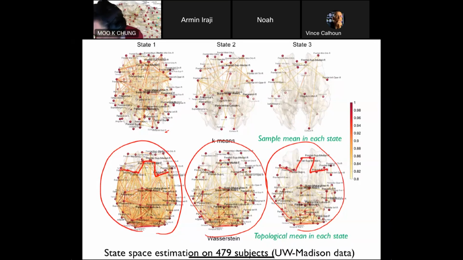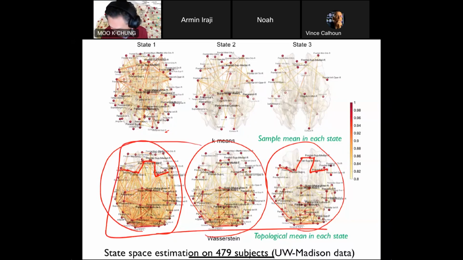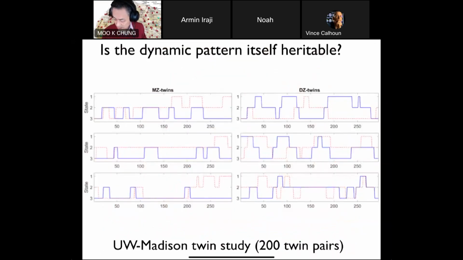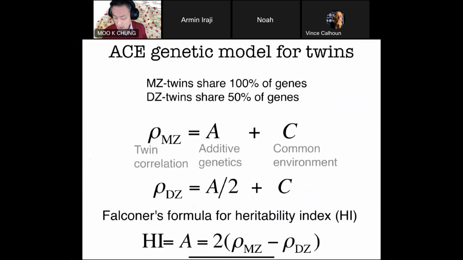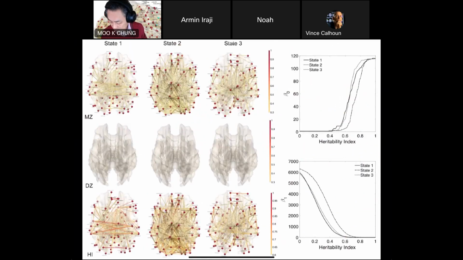Yeah? If you ask the biology people which model you want to take, obviously this approach. So I think our approach is really learning the biological signal compared to K-means clustering. So we applied it to see whether this pattern itself is heritable. So we actually did it. I'm going to skip it. So this is the result.